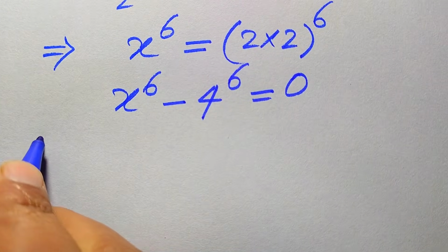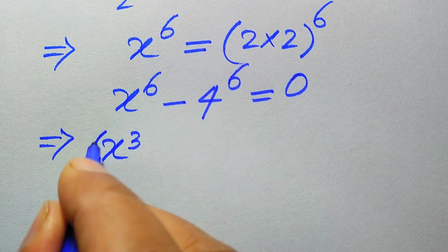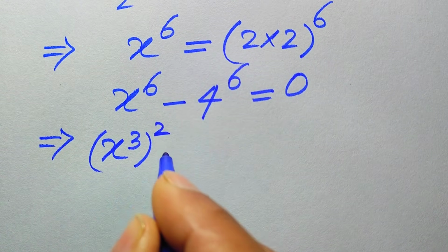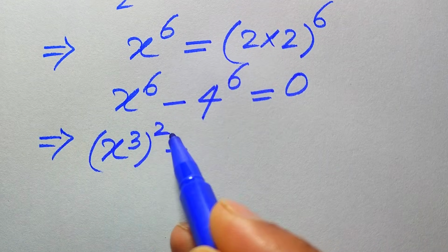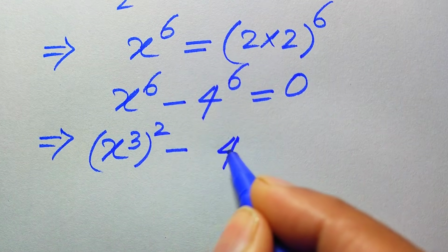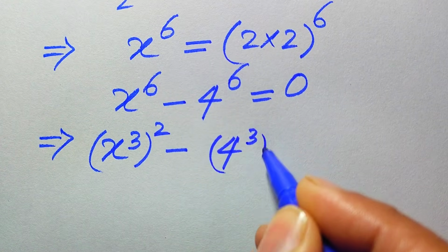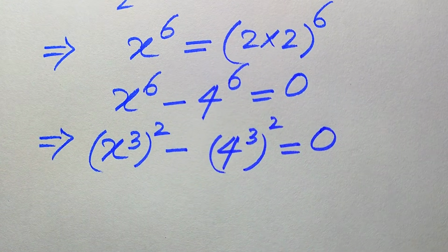and this whole equation is equal to 0. And now we rewrite this equation in this form. We write it as x cubed and its whole square. We break this 6 in this form, 3 times 2 becomes 6, minus, in the same pattern we write 4 to the power of 6 as 4 cubed and its whole square, and this whole equation is equal to 0.